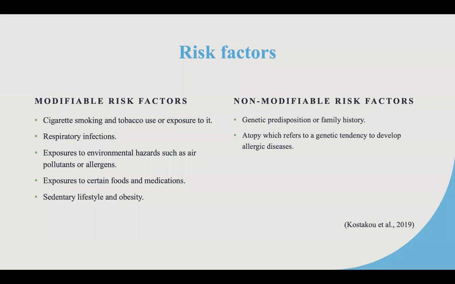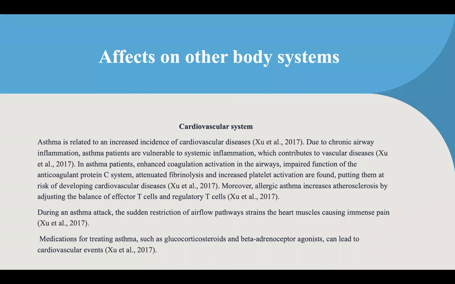Effects on other body systems: in the cardiovascular system, asthma is related to an increased incidence of cardiovascular diseases due to chronic airway inflammation. Asthma patients are vulnerable to systemic inflammation, which contributes to vascular diseases. In asthma patients, enhanced coagulation activation in the airway, impaired function of the anticoagulant protein C system, attenuated fibrinolysis, and increased platelet activation are found.